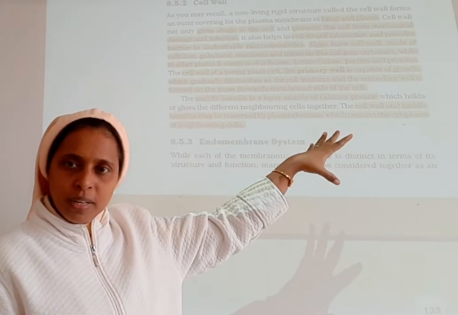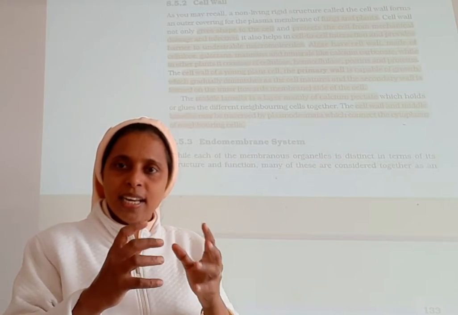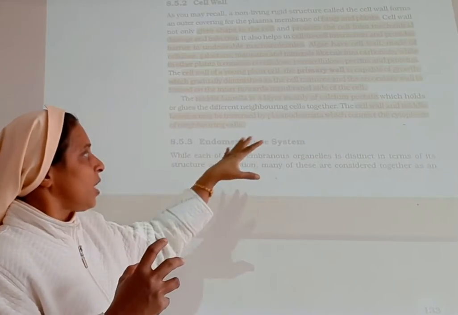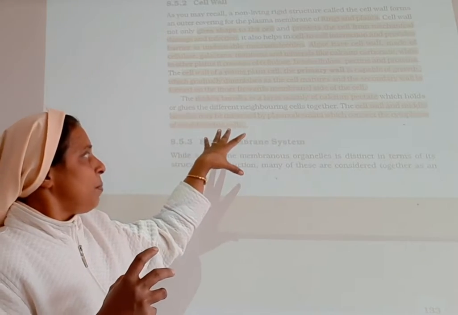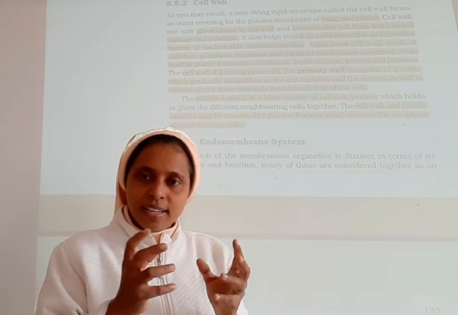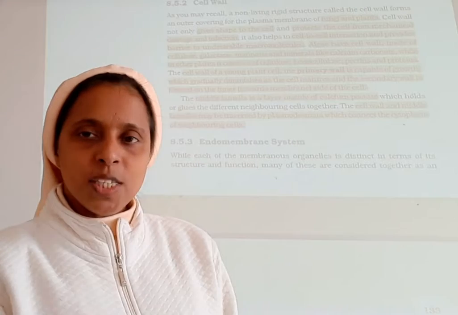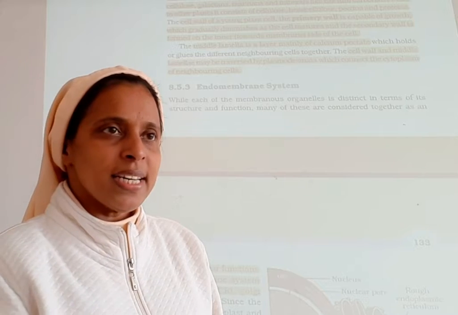What is plasmodesmata? The neighboring cells, adjacent cells, are glued together, connecting the cell wall and the middle lamellae, and may be transverse. That means connection. They are the connections between adjacent cells. That is plasmodesmata. Next, moving towards the endomembranous system.